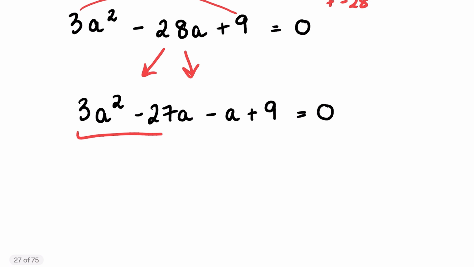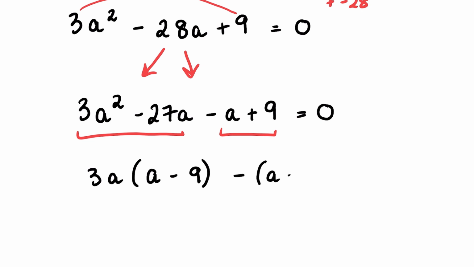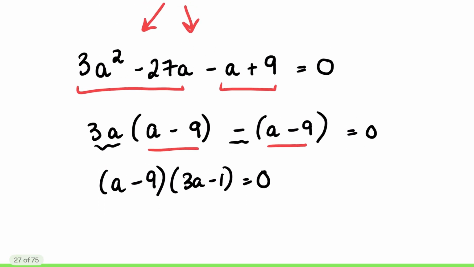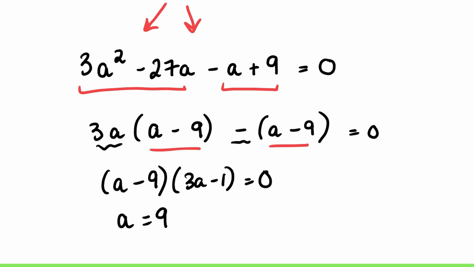And now we can factorize by grouping. So I can pull out the 3a here, and I'll end up with a minus 9. And here I can just pull out the negative to result in a minus 9 as well. Now, because these two brackets are the same, I can factorize that out. So that's a minus 9, and what I'm left with is 3a minus 1 is equal to 0. Now I can solve it, so a is equal to 9 and a is equal to 1/3.